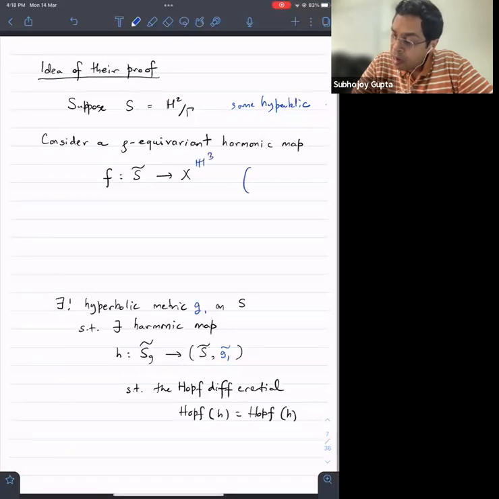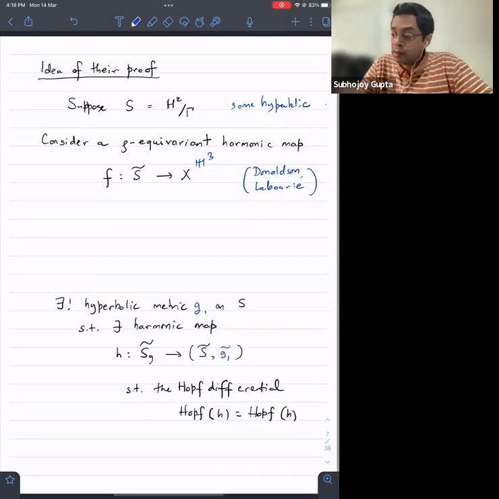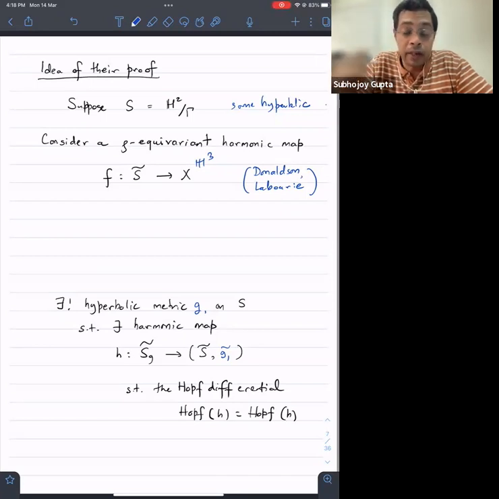In our case, H3. But the existence of such a map, in the case of H3 at least, goes back to Donaldson, and that was for irreducible representations, and in a slightly more general context by Labourie, and you can reduce to Labourie's existence result. I don't have any assumption on rho here, notice. So there's a trick of looking at just this existence result of Labourie with a slight generalization of work of Donaldson.